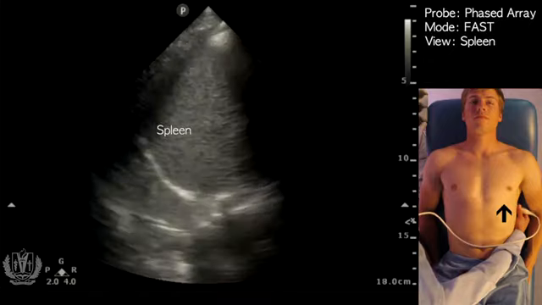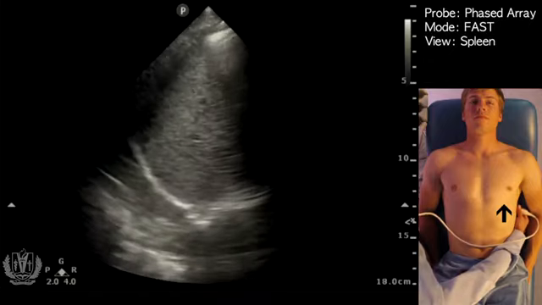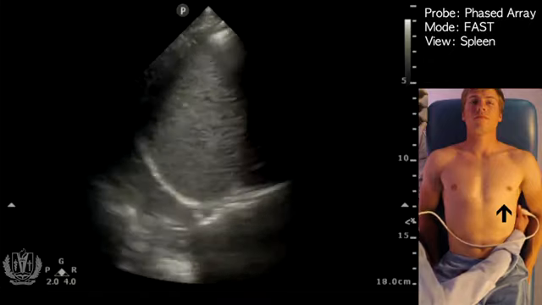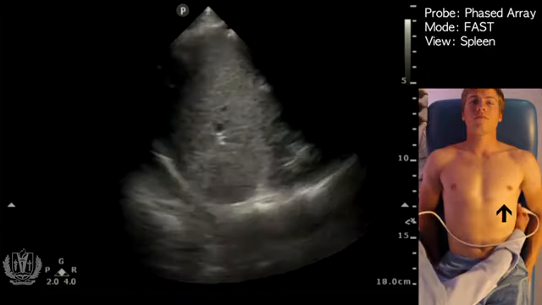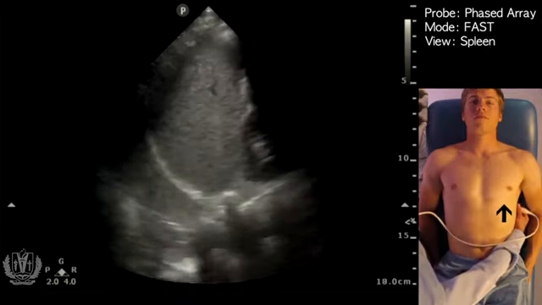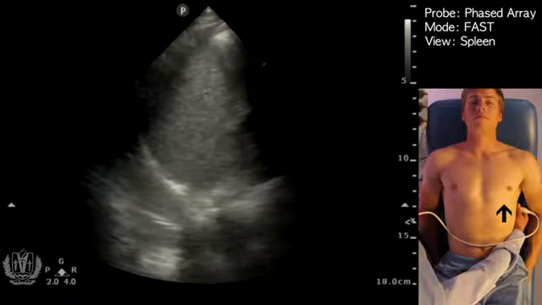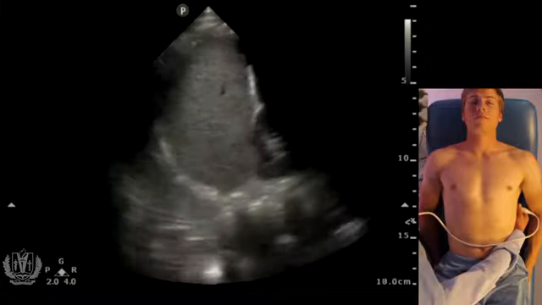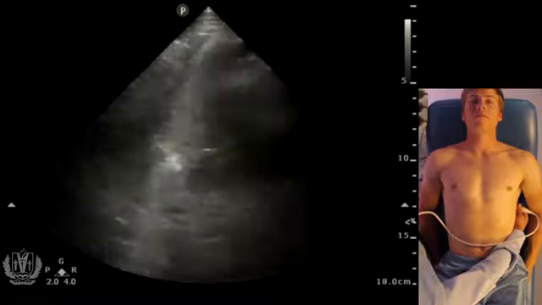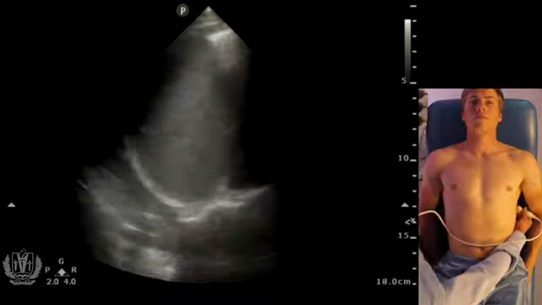In addition to looking at fluid around the spleen, you want to look above the diaphragm, looking for any fluid in the chest. And here you see a good mirror artifact sign. There's no fluid there. That's completely normal. And remember to also do this on the right upper quadrant, looking for fluid in the right chest.